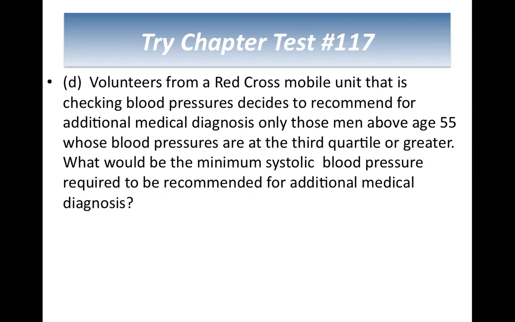So you're asked for a number of people, not a proportion. Okay, and there's one more part to this question. Volunteers from a Red Cross mobile unit that is checking blood pressures decide to recommend for additional medical diagnosis only those men above age 55 whose blood pressures are at the third quartile or greater. What would be the minimum systolic blood pressure required to be recommended for additional medical diagnosis? So this question is a little bit different than the other three, but you have to make use of the same mean, the same standard deviation.